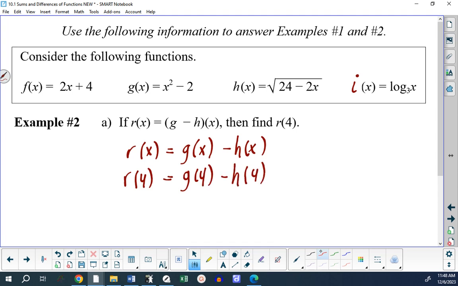Again, I'm not showing my work here. I think it's reasonable, unless it's a written response, that everybody in the room and myself can put 4 in for x in g and see that you get 14. However, having said that, please double check my math. Okay? And then we're going to put 4 in for x in h. Well, 2 times 4 is 8. 8 taken away from 24 is 16. Root 16 is 4. r of 4 is equal to 10.